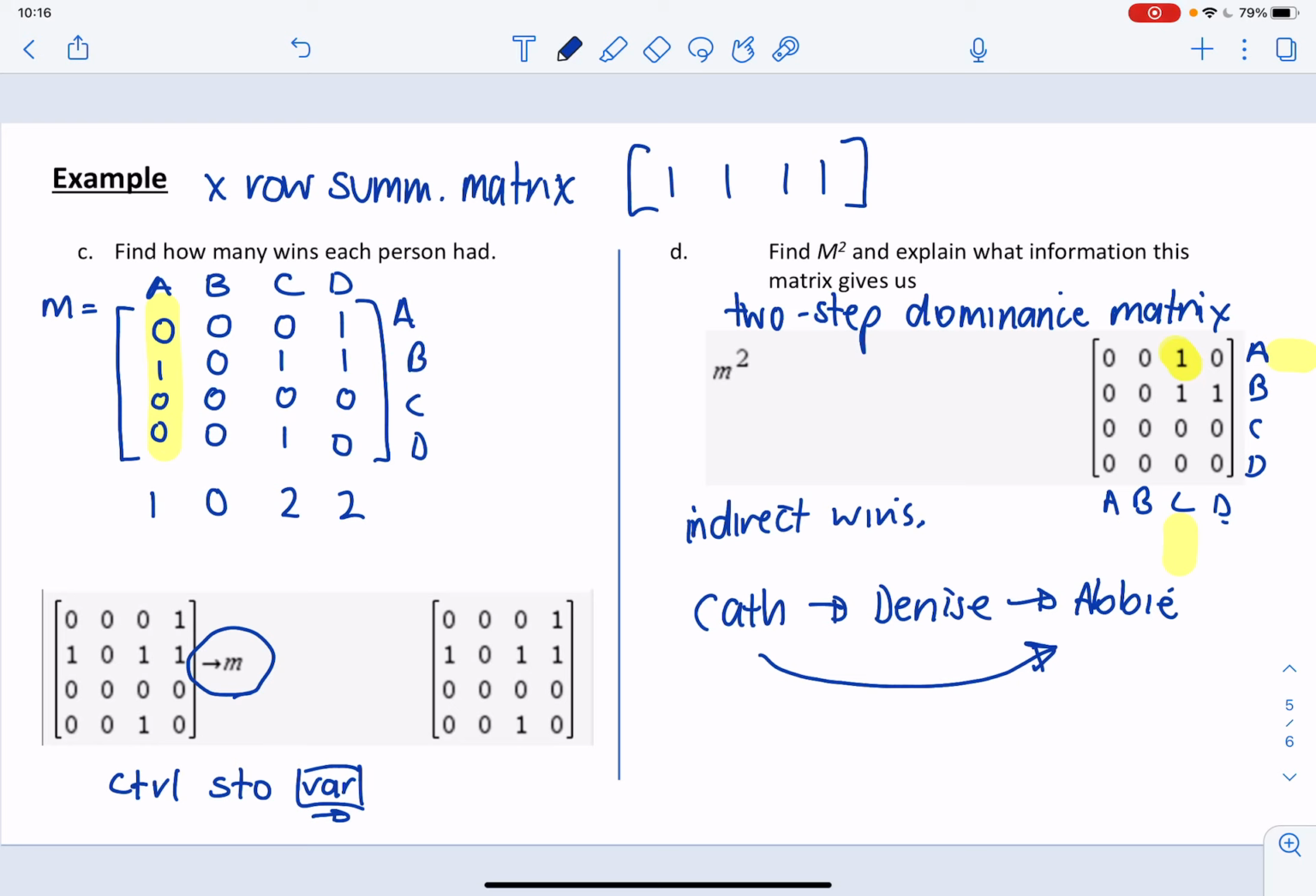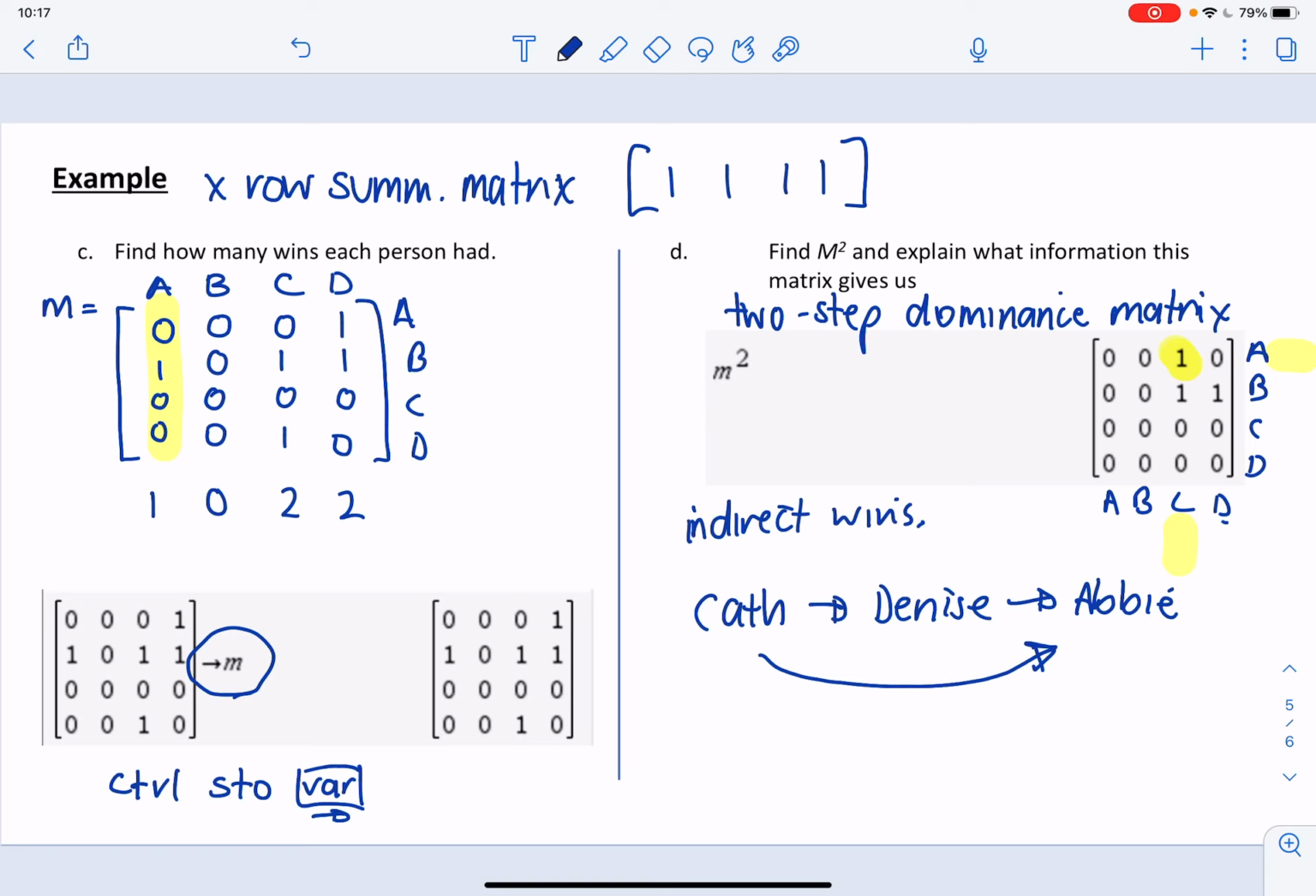So we can also see here with B that Kath defeated a player who defeated Bess, which was also Denise. And Denise defeated a player who defeated Bess. You can see in column D. So that means that Denise beat Abby, who beat Bess, because Bess won nothing.